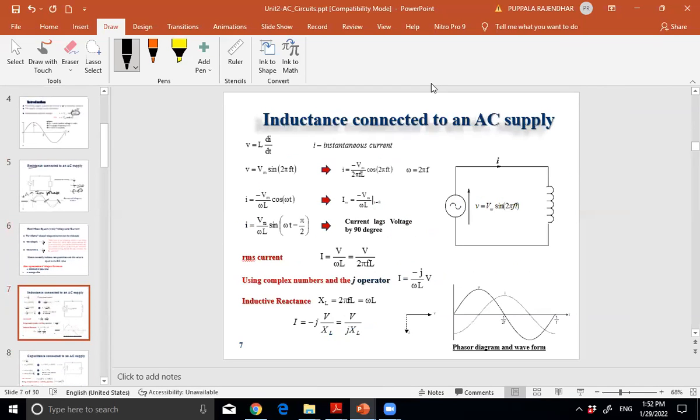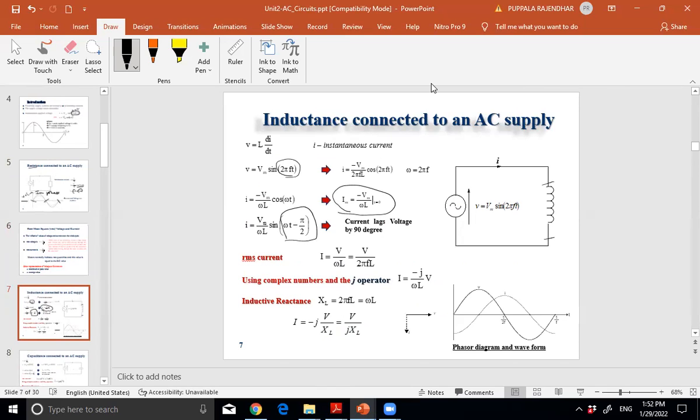For an inductor, the same. Now 2 pi ft is given as an input instead of omega t. 2 omega t we have chosen here. So the magnitude values will change, right? But the angle is not getting changed. This is for a pure inductor now. So the rule is fixed.